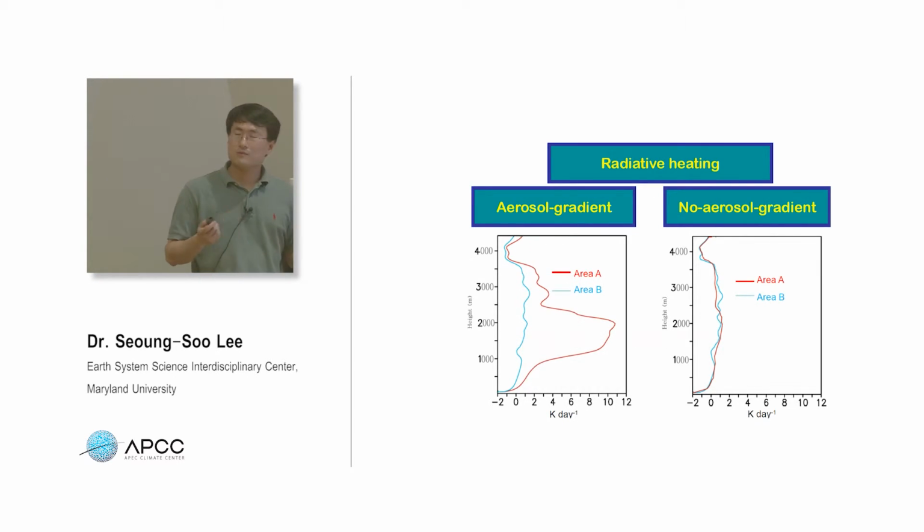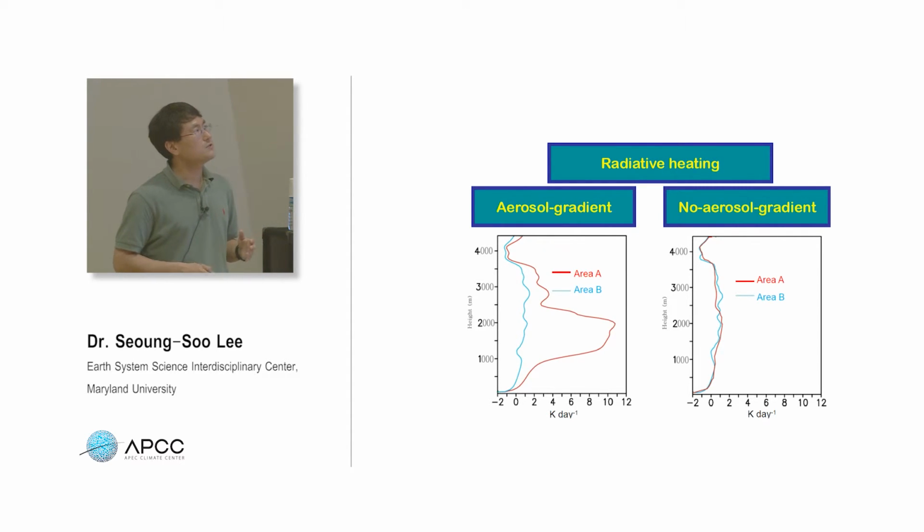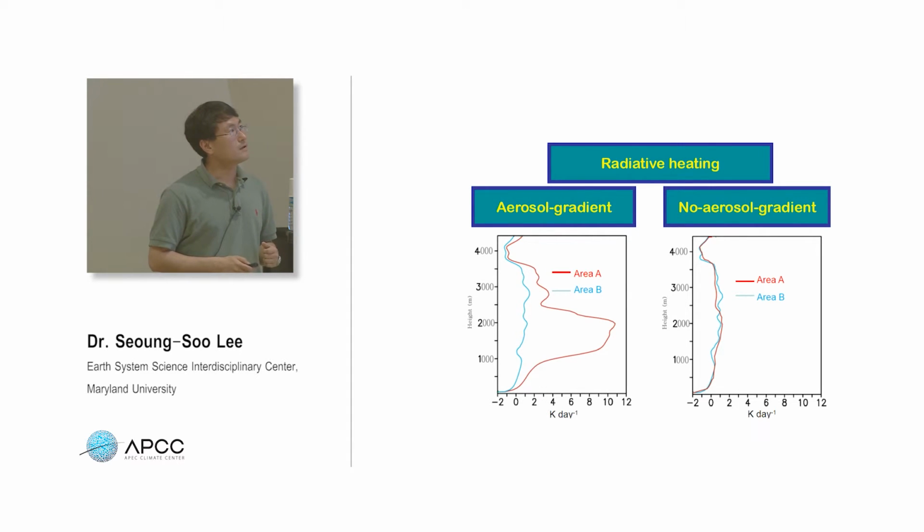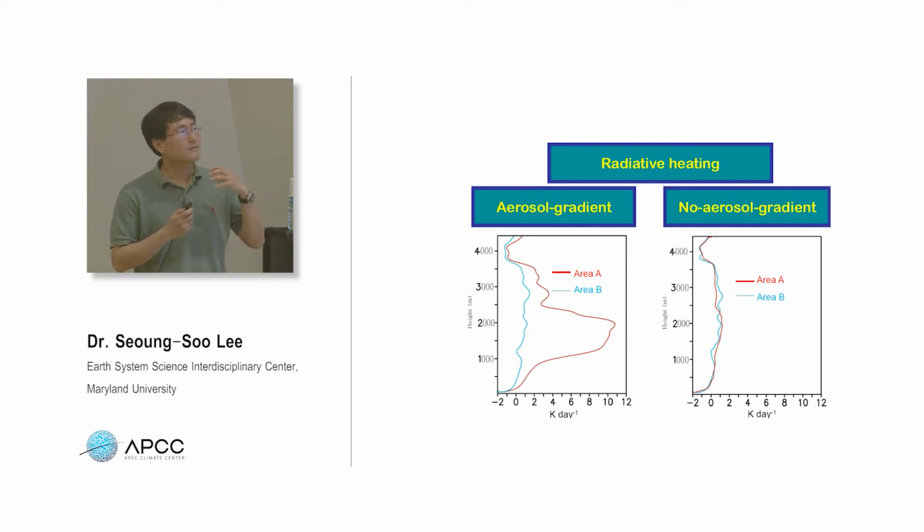So what is causing this type of redistribution? To answer this question, I obtained vertical distributions of time and domain averaged radiative heating here. You see, in aerosol gradient in area A, there's much larger radiative heating developing, right? This is mainly due to larger aerosol concentration. And in no aerosol gradient, there's a negligible difference in rate of heating. This is mainly due to the negligible difference in aerosol concentration between the areas. So there's a negligible difference in rate of heating, stability, and convective intensity, leading to negligible difference in LWP between area A and area B.